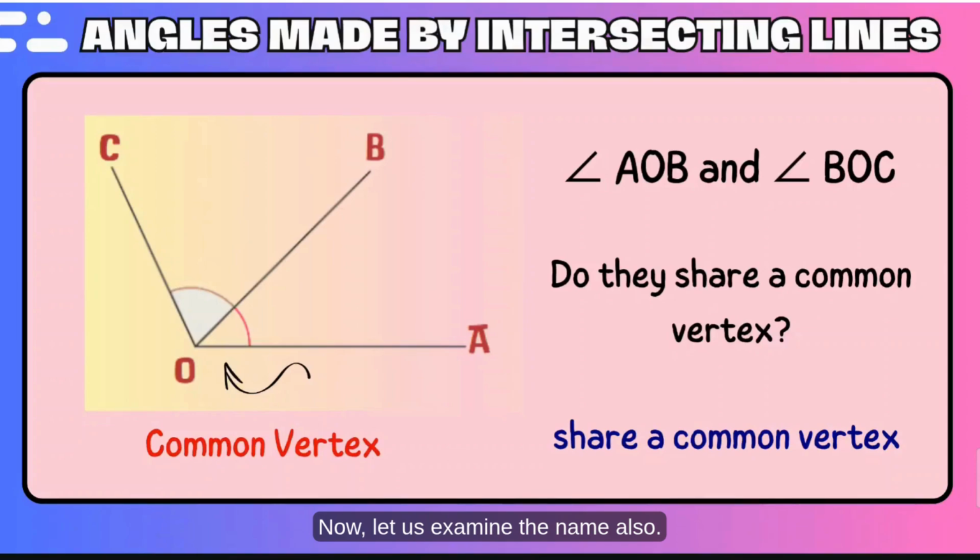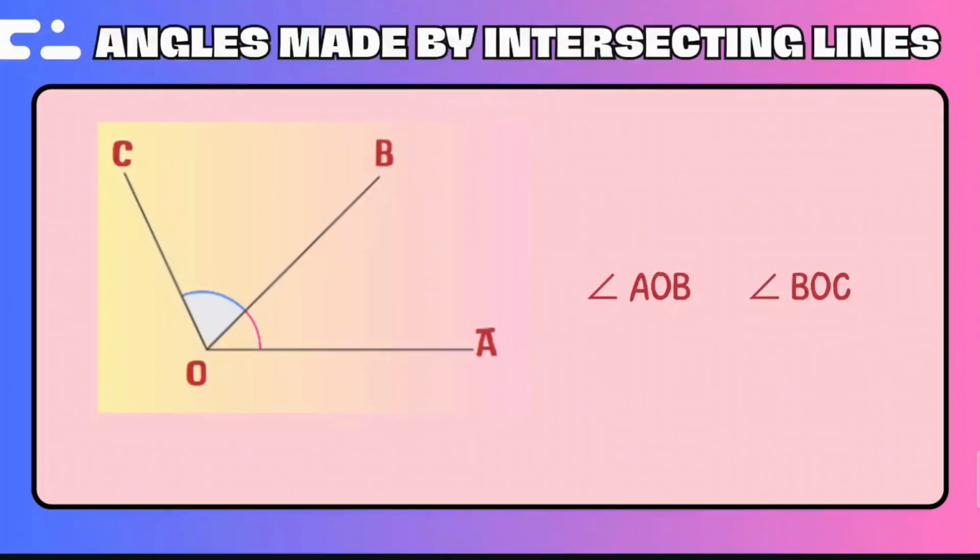Now let us examine the name also. If you read the name angle AOB, you can see that O has been placed in the middle. That means this angle is getting formed at O. Similarly, angle BOC is getting formed at O. So we should be able to connect the illustration with the name and we should be able to comprehend both. So from the name also we can say that they are sharing a common vertex, and from the illustration also it is clear they are getting formed at O. So the first test has been passed. They share a common vertex.